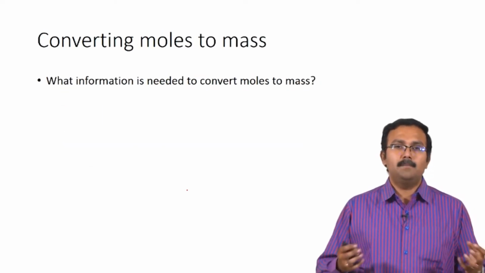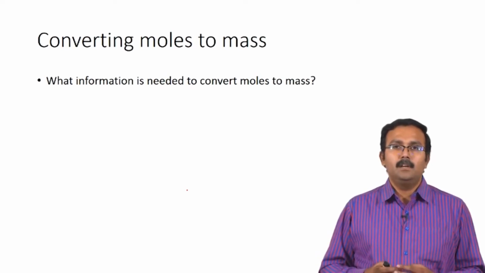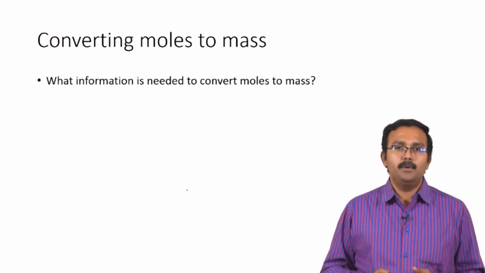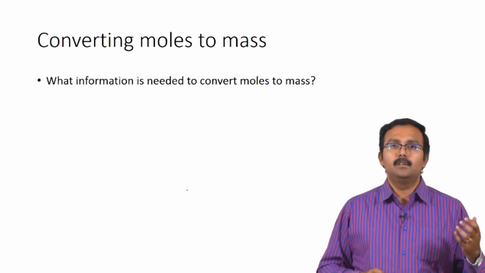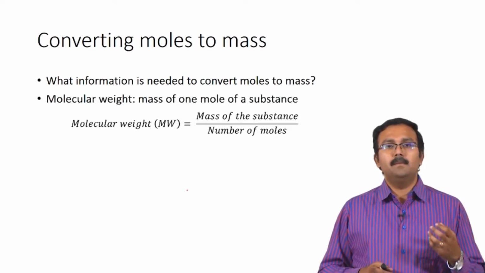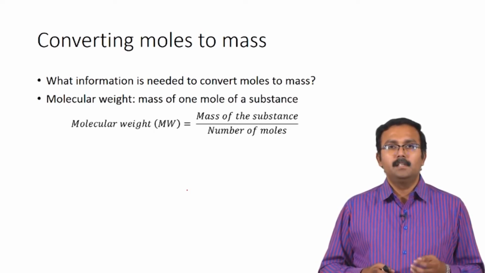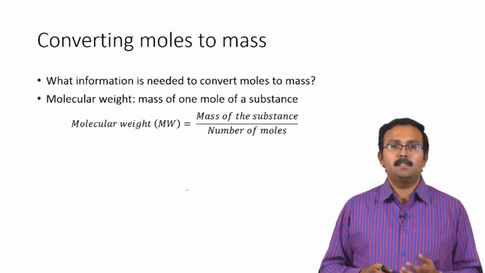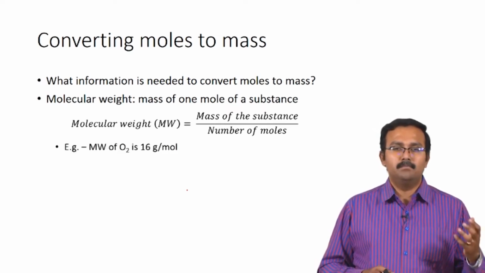Moles and masses can be converted between each other. How would you do that? What information would you need? You need to know the molecular weight of a substance. Molecular weight is basically the mass of 1 mole of a substance. So, it is calculated as mass of substance divided by the number of moles.